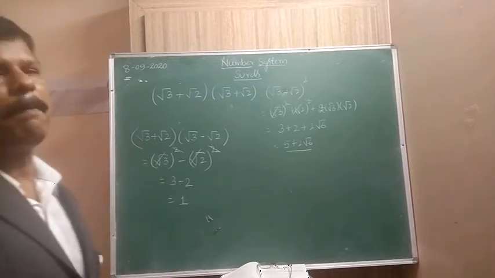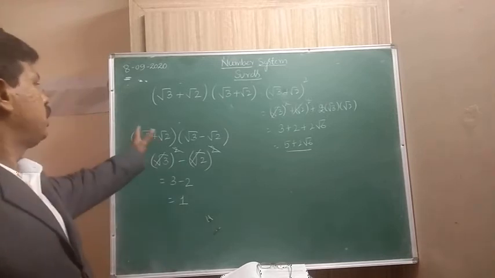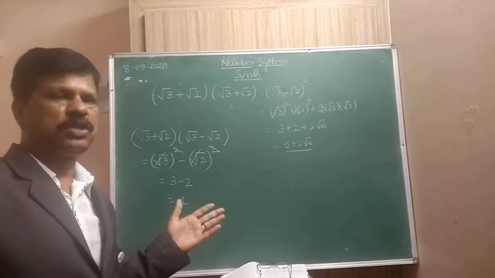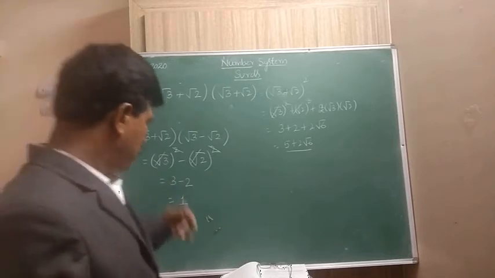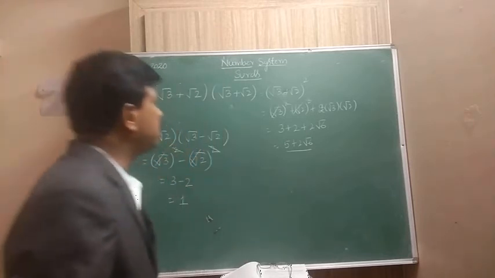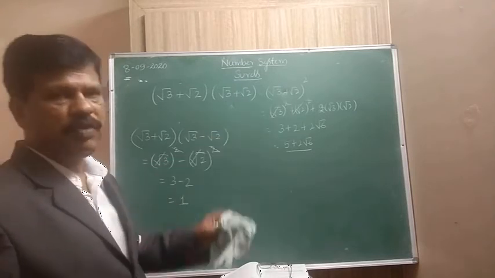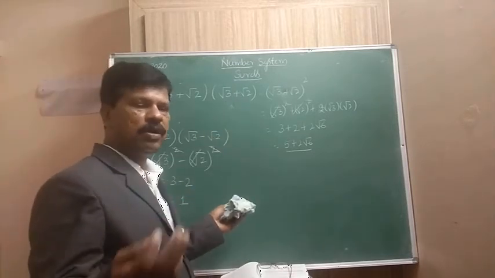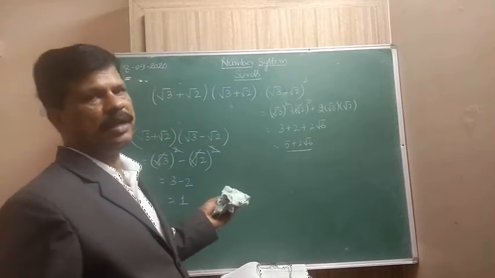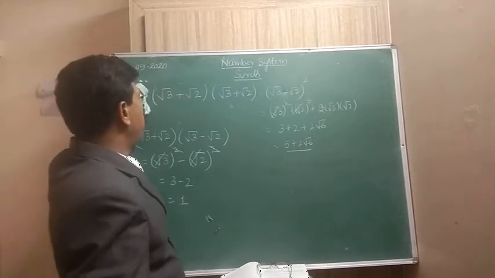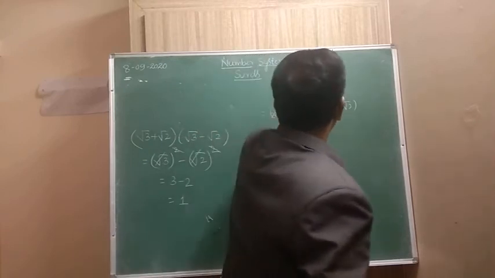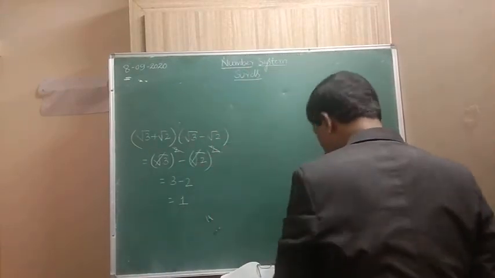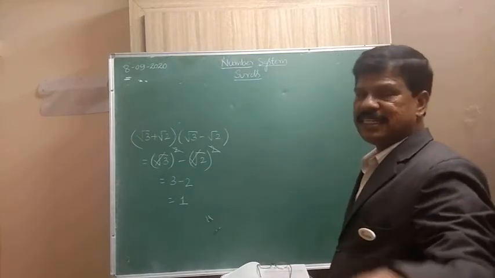So this is a what? RF of a binomial. Now the numerical coefficient is 1, so it is a pure surd. Clear? Now if the numerical coefficient is different, in the previous one, the monomial surd, if the numerical coefficient is other than 1, we are not taking that to write the RF. But in the binomial surd, it is entirely different. We should take the numerical coefficient as it is.